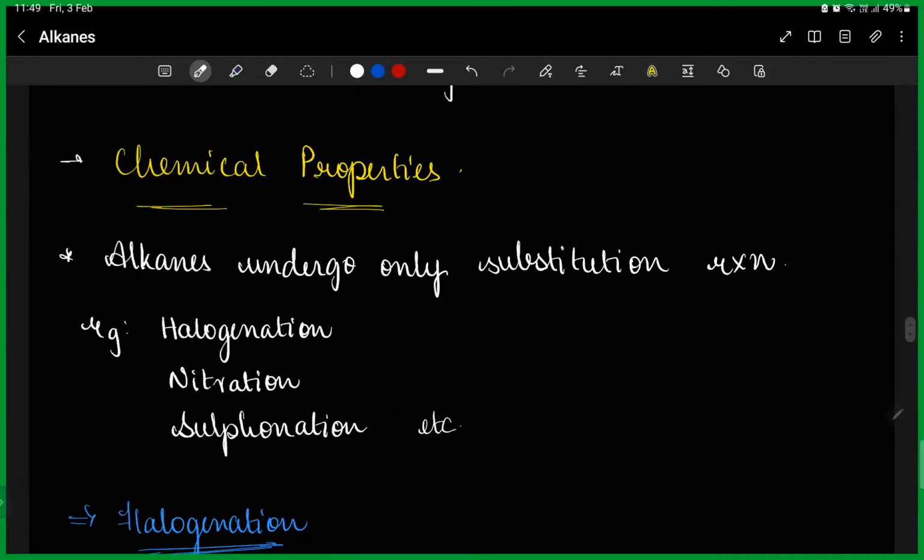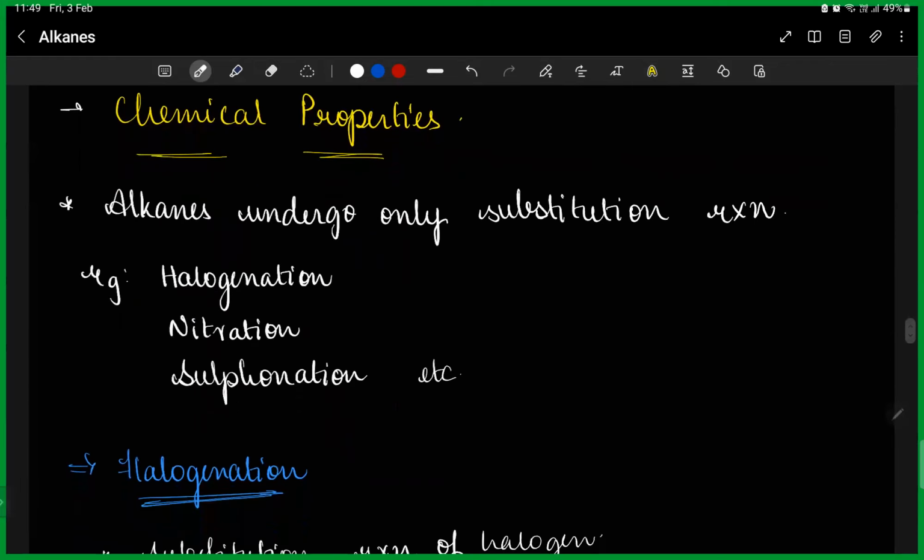Okay, so let us see the chemical properties of alkanes. Alkanes undergo only substitution reactions. What are substitution reactions? Now I am having R-H. I react it with X, something, and R-X is formed. Such kinds of reactions are called substitution reactions. For example, in substitution reactions we have halogenation, nitration, and sulfonation. So these are the chemical properties of alkanes.